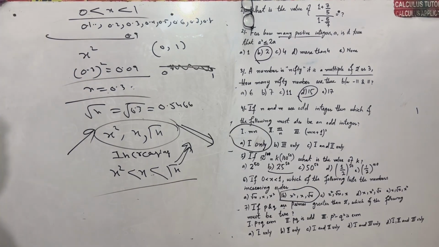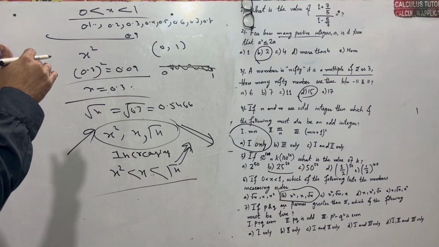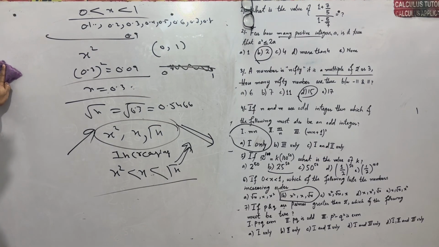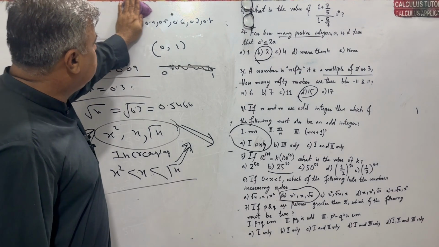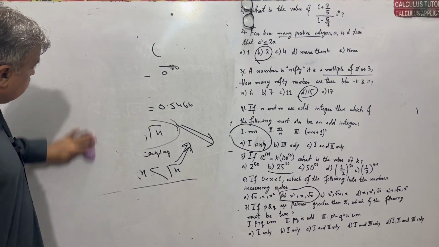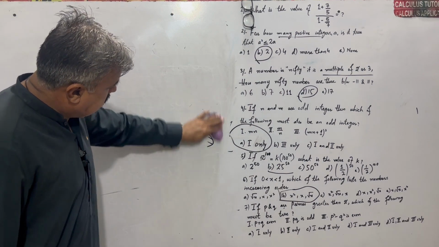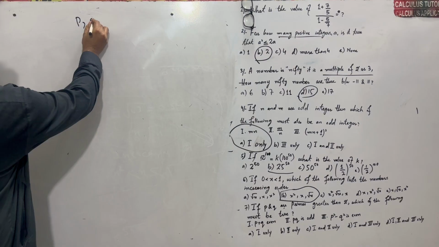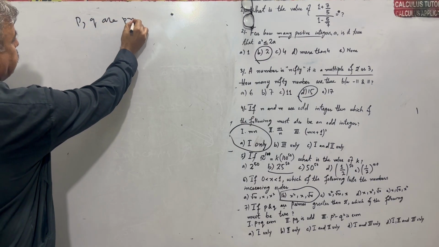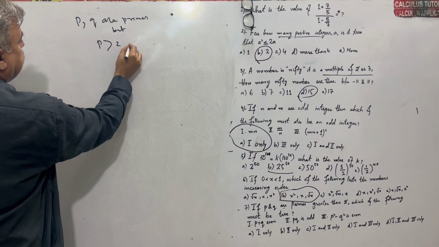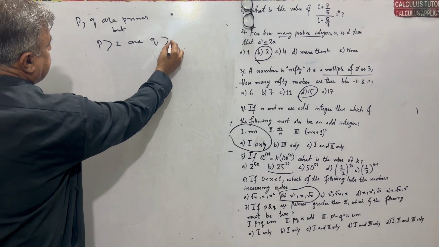Moving towards the final question. If P and Q are primes greater than 2, then which of the following must be true? P and Q are primes, but P is greater than 2 and Q is greater than 2.